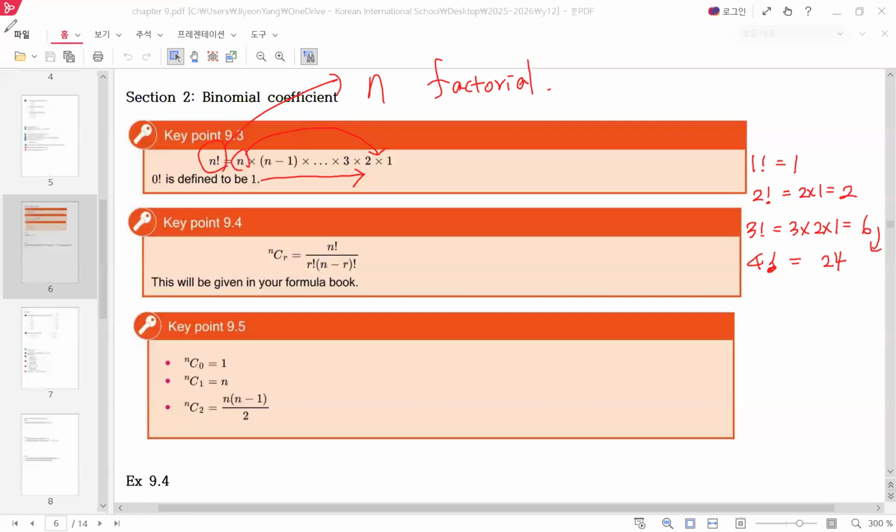However, we define one thing. You should write down and remember it. 0 factorial is defined to be 1. Please draw an underline and mark a star because you need to remember it. 0 factorial is defined as 1. Matthew, what did I say? 0 factorial is defined to be 1, okay?